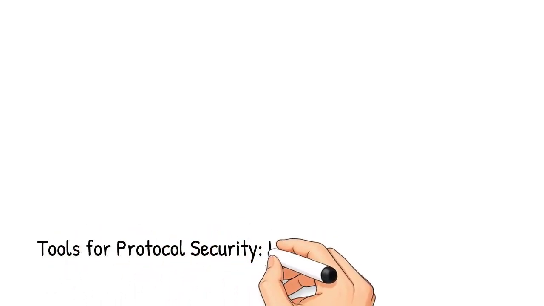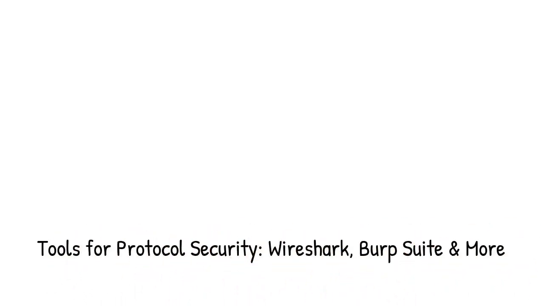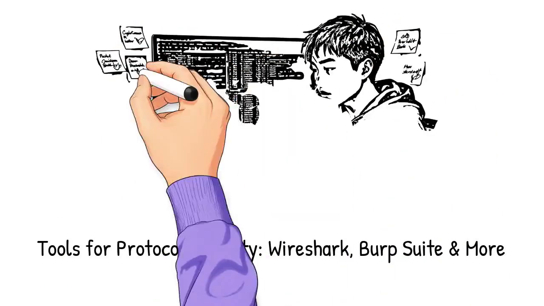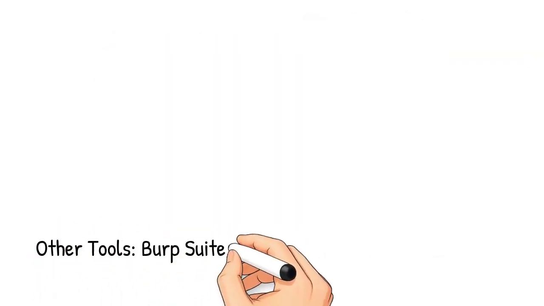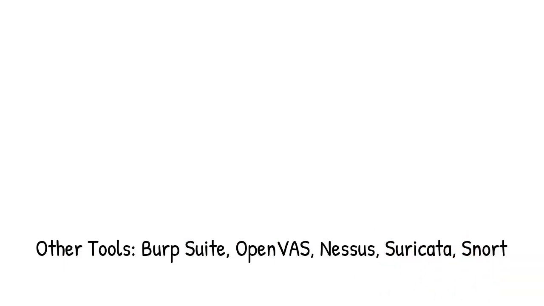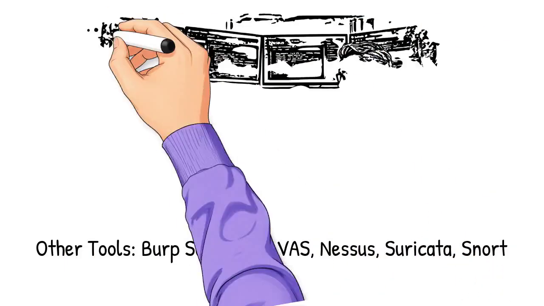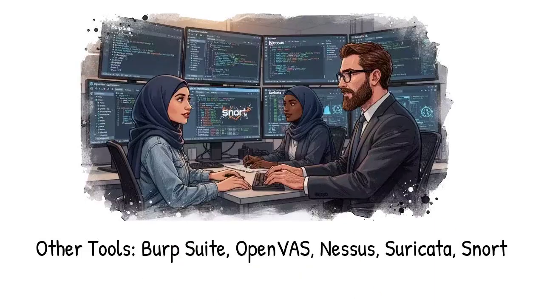Security teams use a variety of tools to analyze and secure protocols. Wireshark, a powerful tool that captures and analyzes network traffic. It shows every packet, every protocol, every detail. Burp Suite is used for testing web protocols like HTTP and HTTPS. It helps identify vulnerabilities in websites and APIs. OpenVAS and Nessus scanners detect insecure protocols, outdated services, and misconfigurations. Suricata and Snort are intrusion detection systems that monitor protocol behavior and detect attacks.